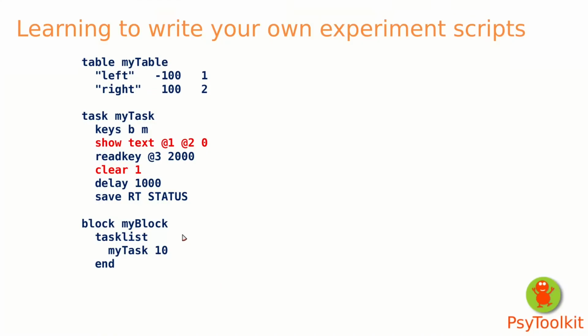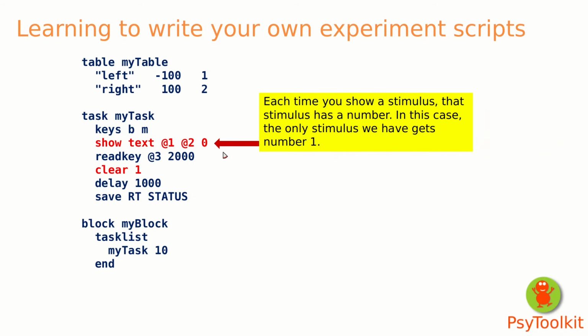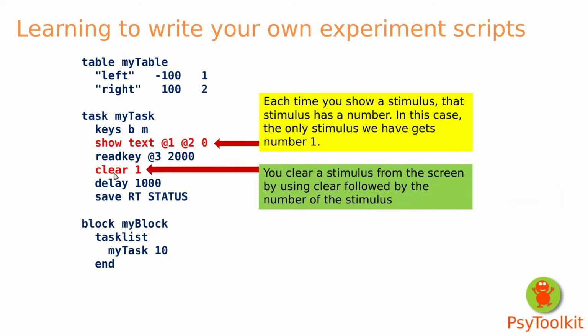Now that you've seen it, we're going to explain some of these details further, as I had promised before. First of all, this line: show text at 1, at 2, 0, and clear 1. So basically, each time you show a stimulus, what's important to know is that that stimulus gets a number. In this case, there's only one stimulus, so we call that stimulus number 1. And we use that later to clear it from the screen.